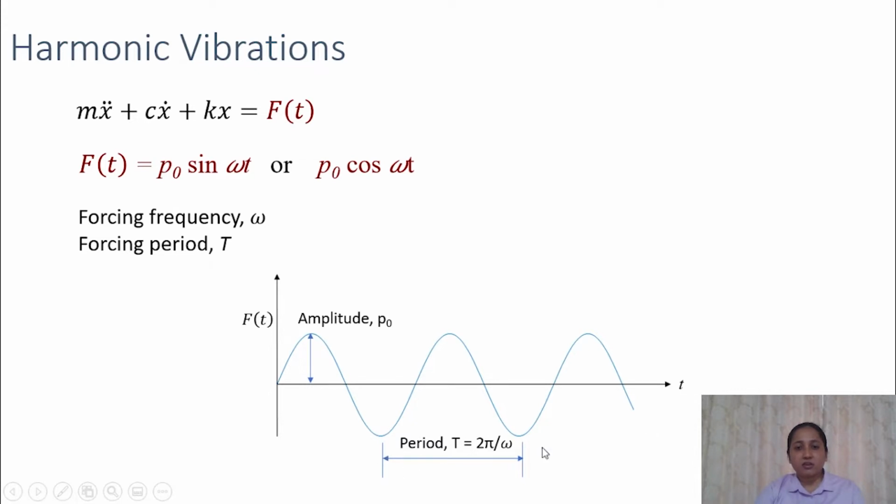And the period of this force can be calculated as 2 pi by omega, where omega is the frequency of this force. This is the frequency by which this force will vary. So it is called as forcing frequency. And we can call this period as forcing period.